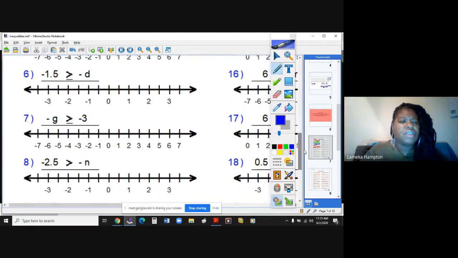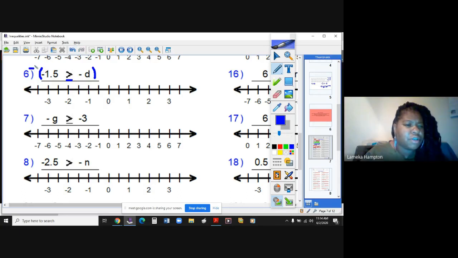Okay. So now we're down to number 6. Number 6 says -1.5, or -1/2 if you like fractions, is greater than or equal to -d. Now, number 6 is just like number 5. We have a negative variable. We cannot have that. So that means I am now going to multiply everything by -1.